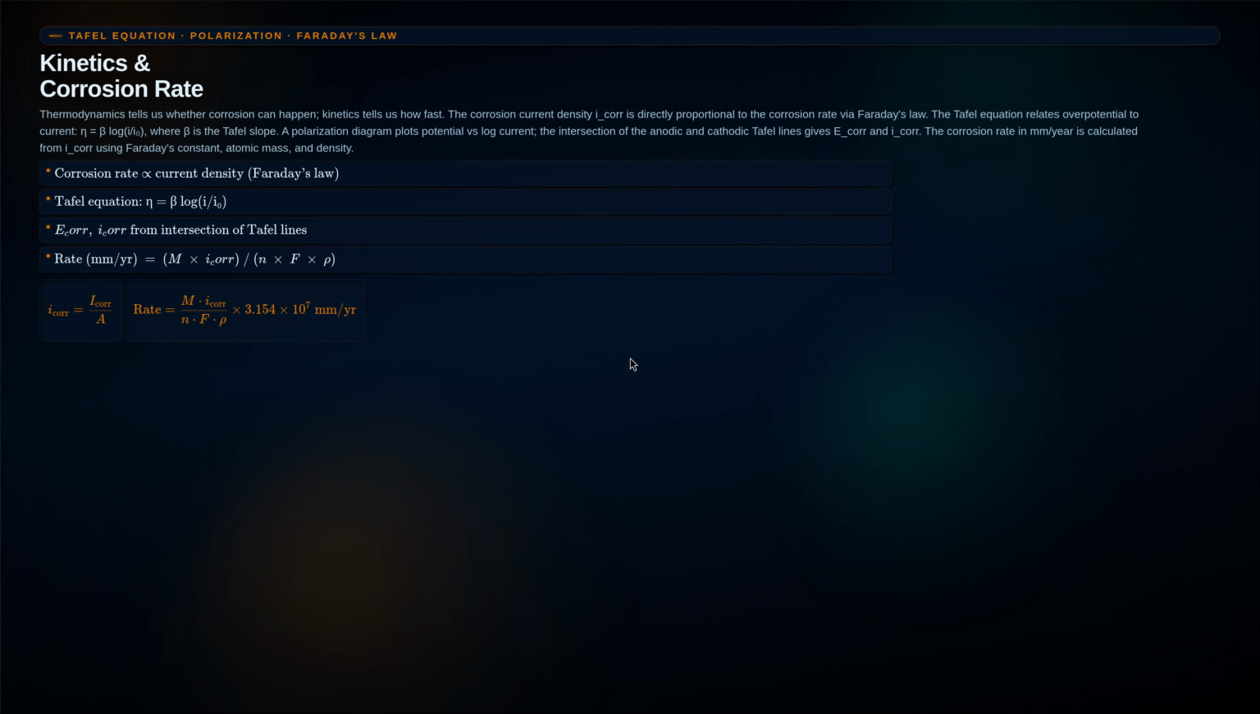Thermodynamics tells us whether corrosion can happen. Kinetics tells us how fast. The corrosion current density I-corr is directly proportional to the corrosion rate via Faraday's law. The Tafel equation relates overpotential to current.